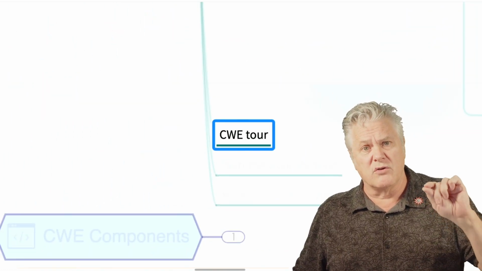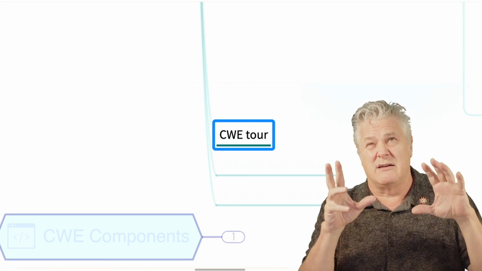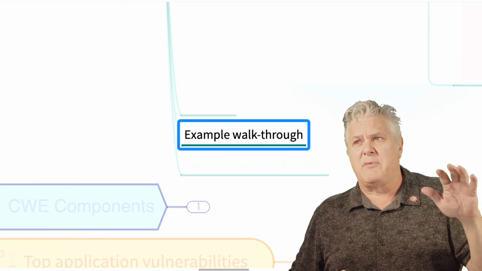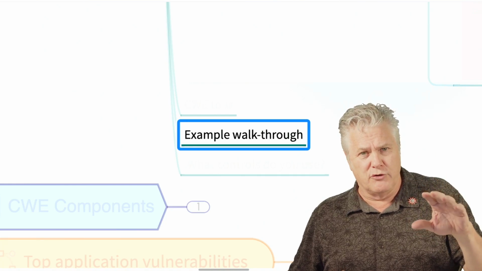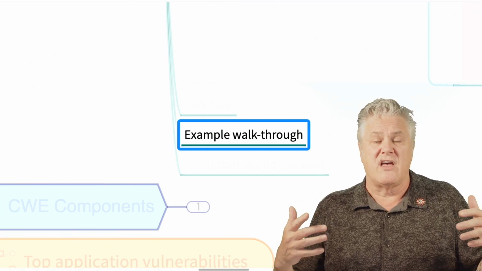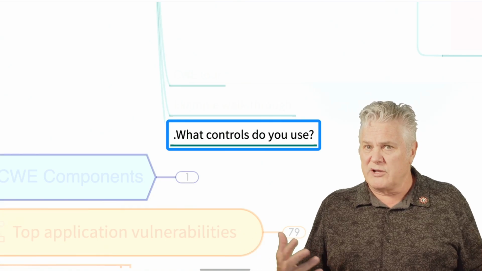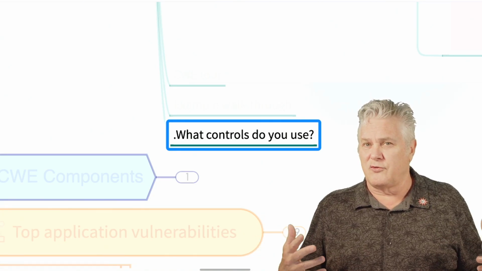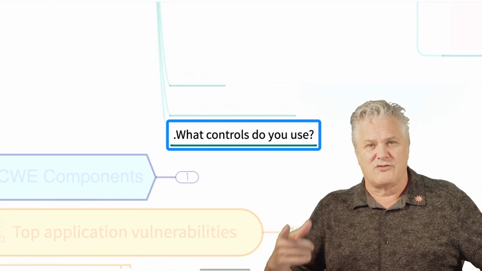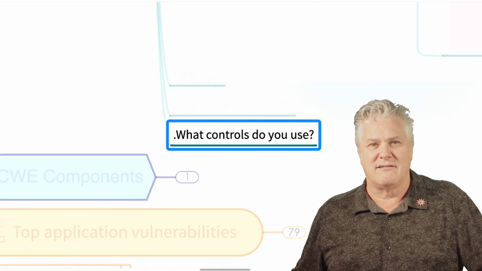Now, what we're going to do is a CWE tour of the top 25. I'm going to organize them so you're only going to see about 11 or 12 of them. At the end of this, if you get the mind map, you can go through the example walkthrough of actually doing a prioritization of this based upon the CWEs and the CVE identifiers. And then I'm going to ask you the question of what controls do you use and how do you put those controls in place in a very basic stance for your organization. So that's what we're going for. I hope you'll join me for the entire presentation.